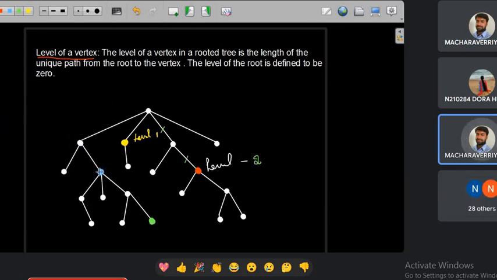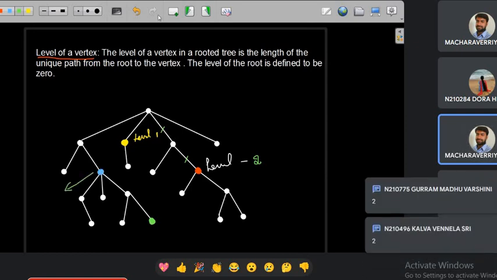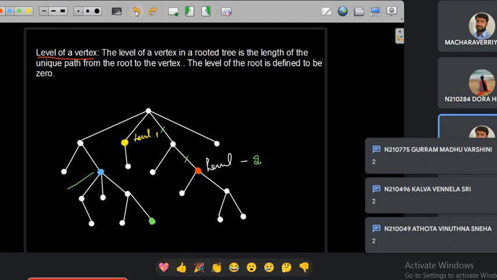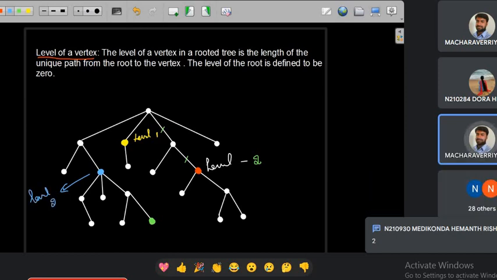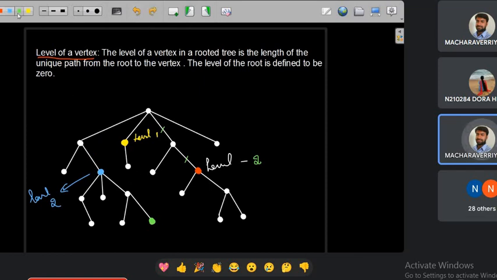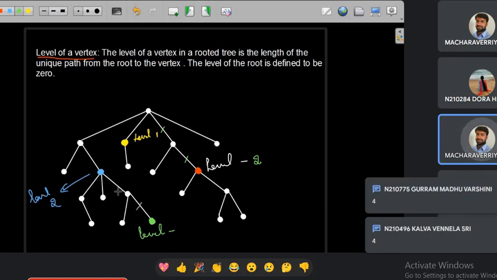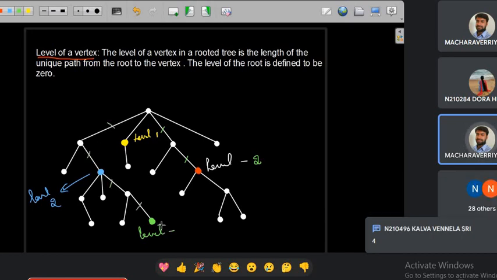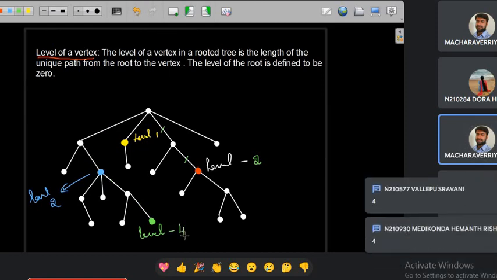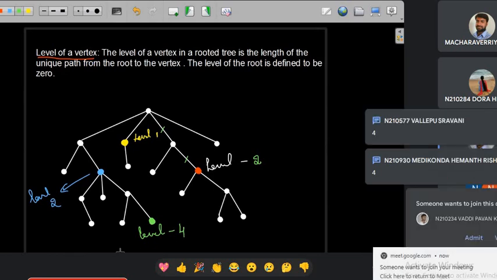Similarly, how about the level of the vertex which is given here? Blue color one. This one. So its level is, yeah, this is also 2 because it's enough to cross 2 edges. Okay, now green color one, I hope you can see it here. What is its level? So how many edges you need to travel? 1, 2, 3, 4. So we need to travel a path of length 4. So therefore it is at level 4. Okay.